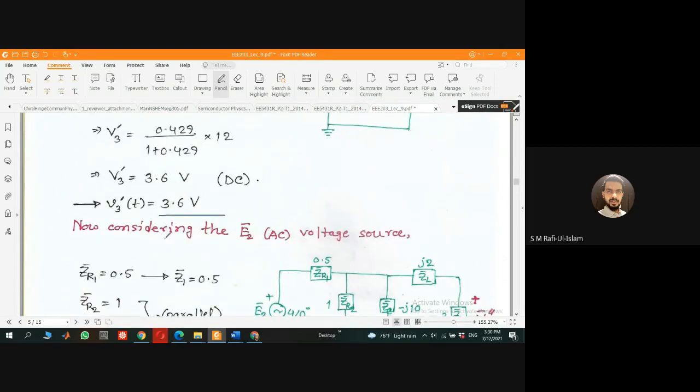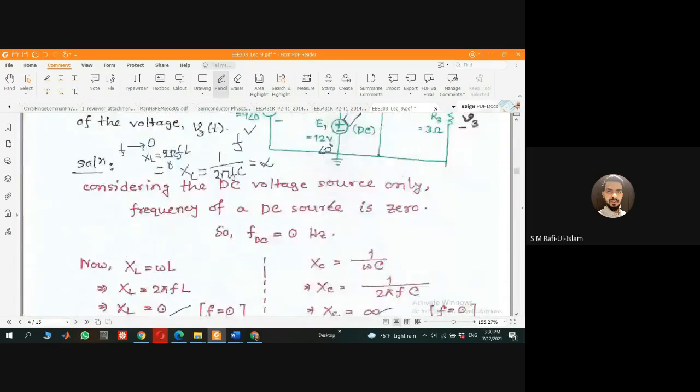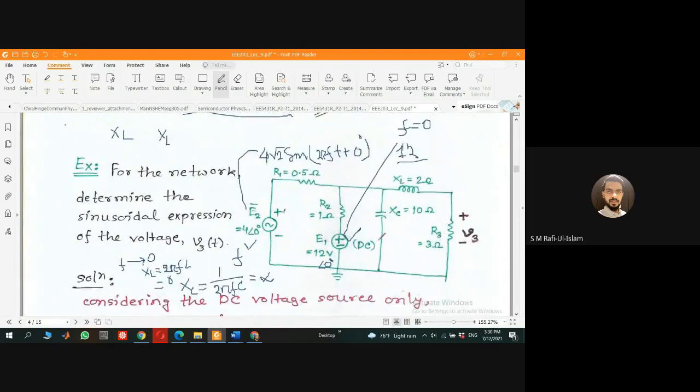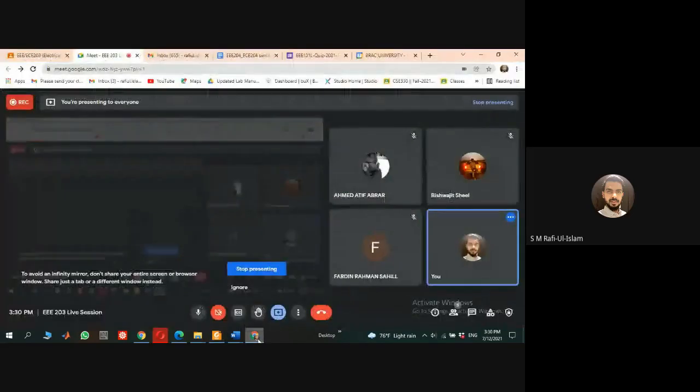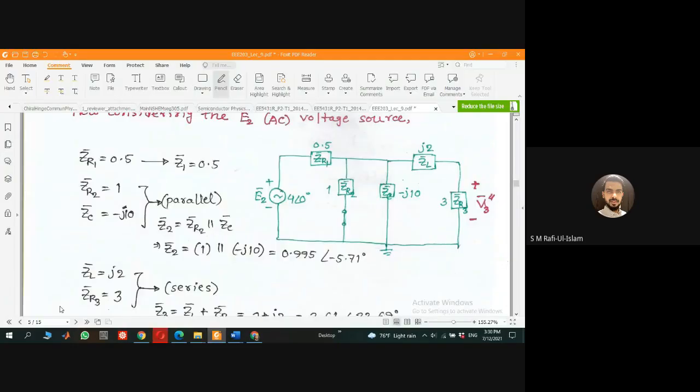Once you get that response, that is not the answer, because you have another source, the AC voltage source. For the AC source, all you have to do is deactivate the DC source. If I deactivate this source, will the capacitor and inductor work? Because the frequency is no longer 0, the capacitor and inductor will behave normally. So we have this sort of circuit.